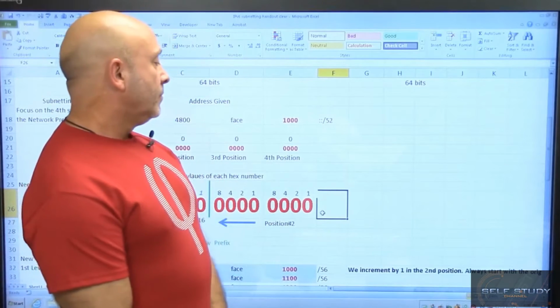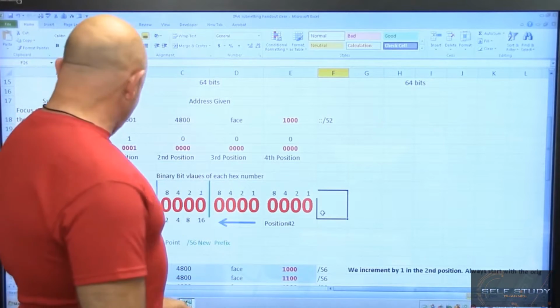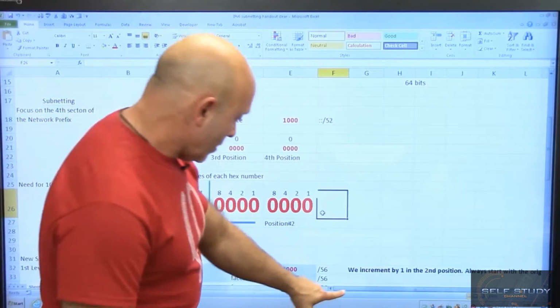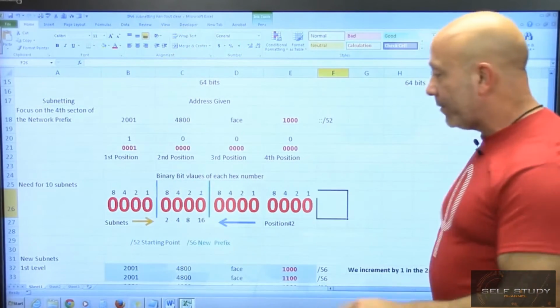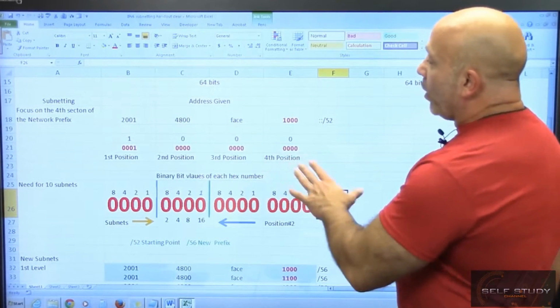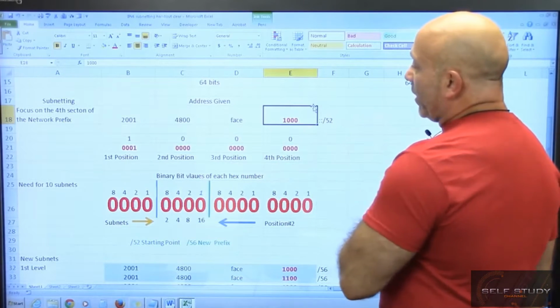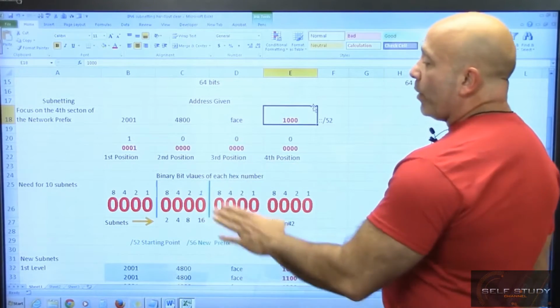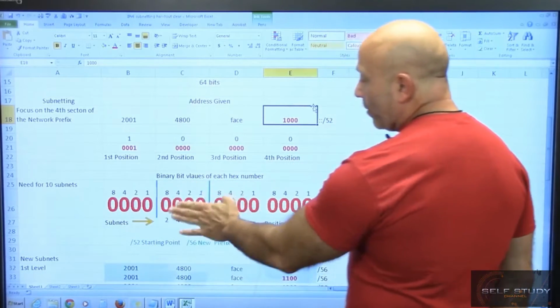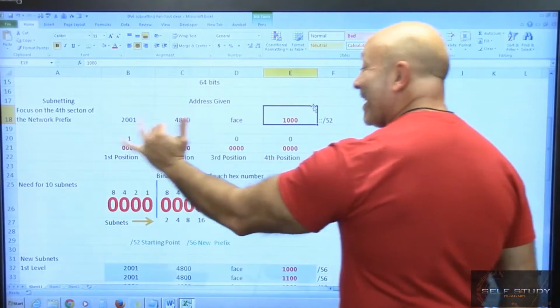All right, our little diagram here that we were looking at before. Let me get on this side. So we know now that this last section here is for subnetting purposes only. We break it up into its 4-bit values for each position.